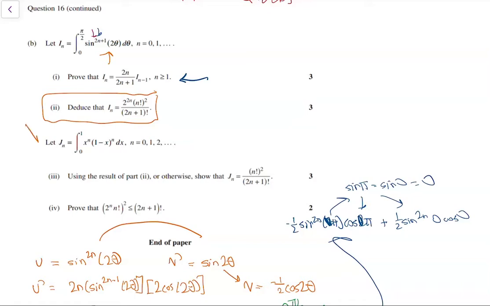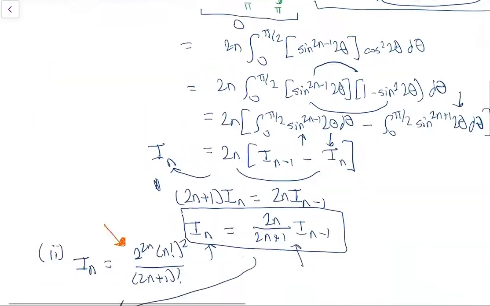So now we have this integral Jn. Jn is the integral from 0 to 1 of x to the n times (1 minus x) to the n dx. And it says use the previous part to prove this value for Jn. Okay, since we want to use the previous parts, we have to relate this integral to the initial integral. So a potential idea is to use a trigonometric substitution involving sine theta in order to convert the integral Jn in terms of In. So we'll see what we can do.